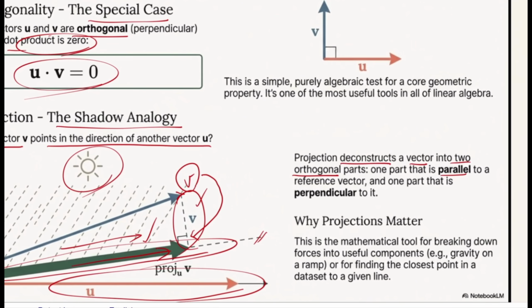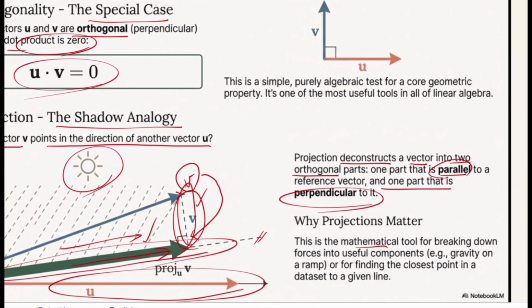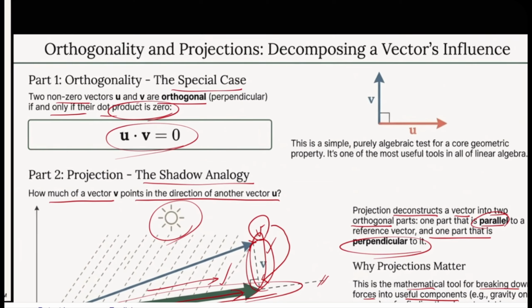One part is going to be parallel to your reference vector, and the other part is going to be perpendicular to that. Why do we use that? Because this is a mathematical tool to break down forces into useful components. Gravity on a ramp: I will show you how we can apply this specific rule to a real-world application. Or finding the closest point in a data set to a given line itself.